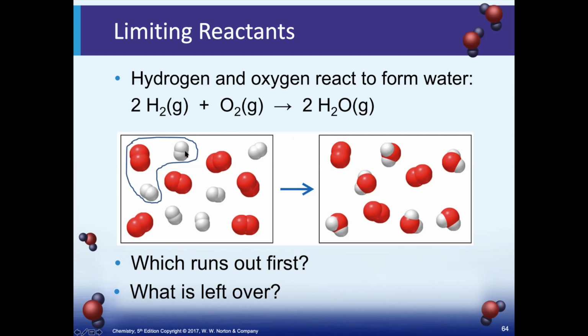So I use up those 2 hydrogen molecules and that oxygen molecule, and then let's do it again. Okay, so now I used up those 2 hydrogens and that oxygen. Now I use up those 2 hydrogens and that oxygen, okay? So the question is, well, which one ran out first? Well, I've used up all of my hydrogen on this side. There's no more hydrogen. I did the reaction 3 times, and I used up all my hydrogen. So the hydrogen ran out first.